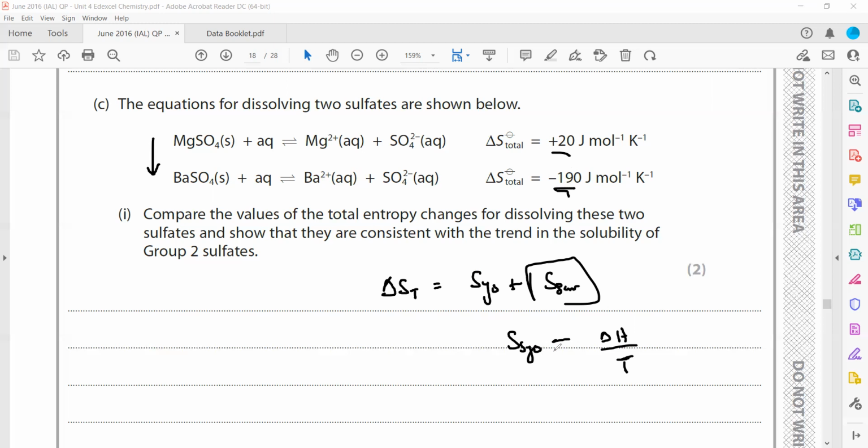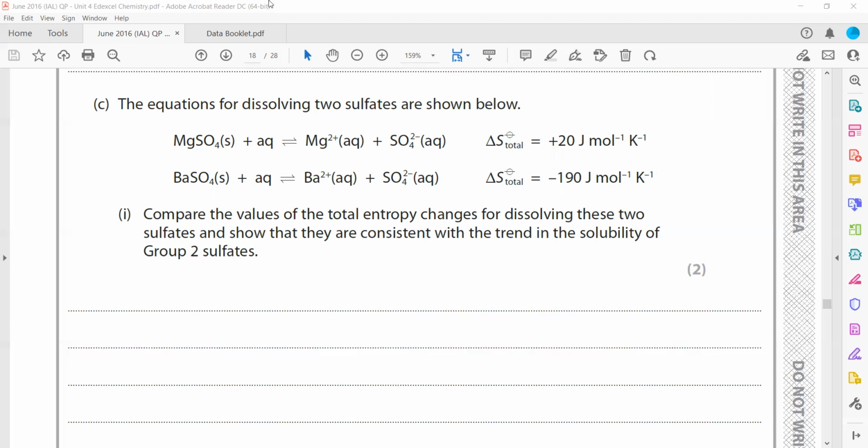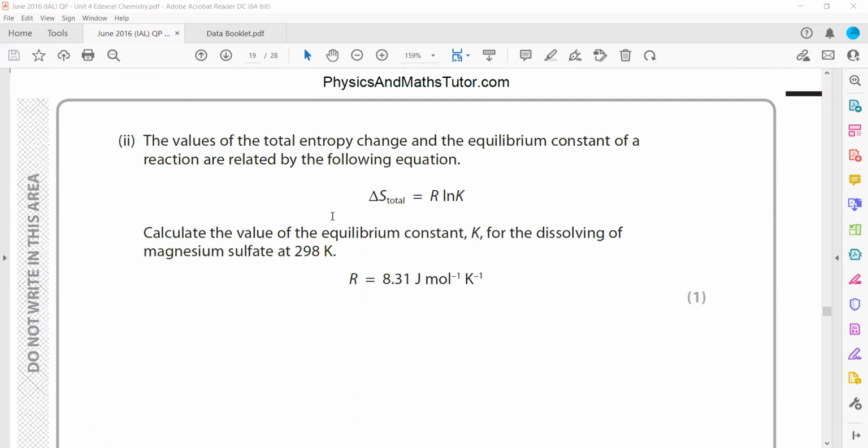As we know, the total entropy is the system plus the surroundings, and the surroundings term is minus delta H by T. So as we go down the group, solubility is decreasing. So barium sulfate is less soluble. You can see the total entropy is more negative from the data shown here. If the total entropy is negative, or we can also say for magnesium sulfate the total entropy is positive, the feasibility of the reaction decreases as the entropy becomes negative or less positive.